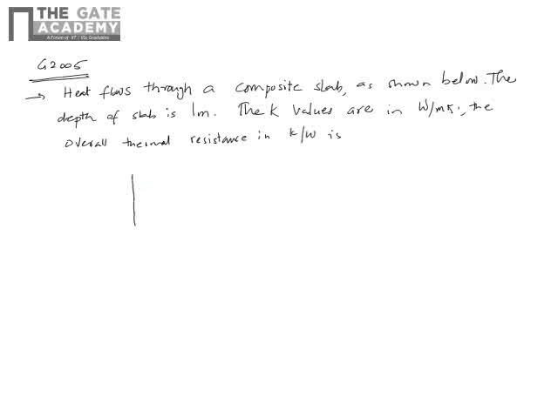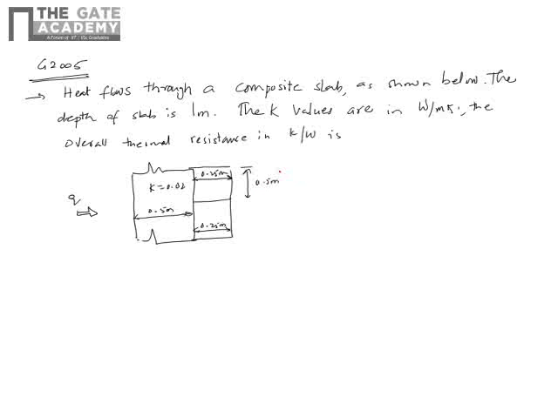So let me draw the figure of what is given. This is a composite slab. Q is going like this. Okay, K is 0.02. This width is 0.5 meters. This is 0.25, and this is the same thing, 0.25. This depth is 0.5 meters, and the total is 1 meter. And this K is 0.1. This K is 0.04.